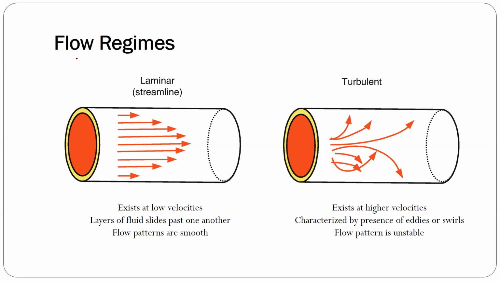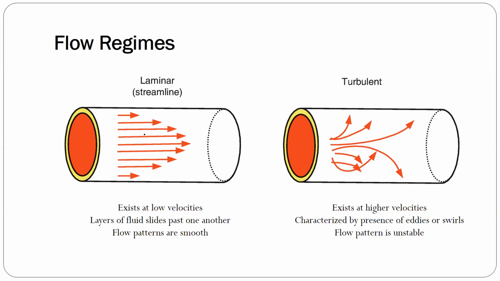We need to know when does it become a laminar flow, or what we know as streamline flow, or when does it become a turbulent flow. Okay, so you can see the difference between laminar and turbulent flow here. As you can see, in laminar flow, the flow pattern like this is smooth. Okay, the layers of fluids just slide past one another.